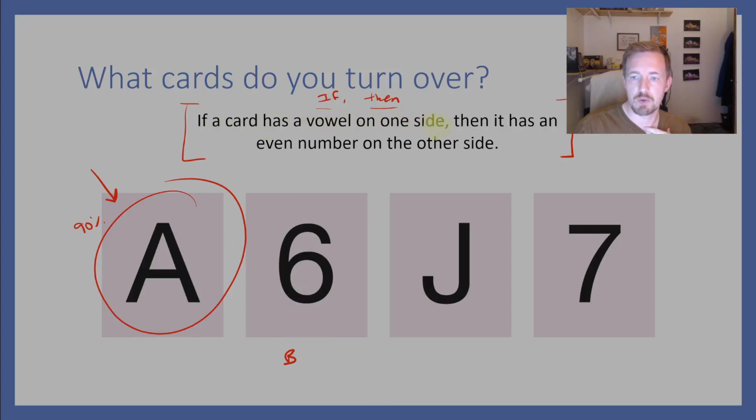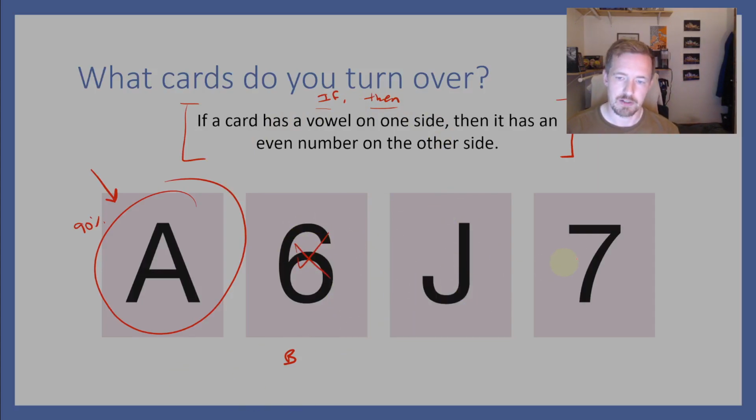If a card has a vowel on one side, then it has an even number on the other side. Well, that doesn't really matter to this. It doesn't say only cards that have vowels on one side have even numbers on the other side. It doesn't say that at all, right? So we don't actually need to flip this one over, because it doesn't matter if it has a vowel or a consonant. It doesn't change this statement. It doesn't change this hypothesis. All right, so we don't need this one.